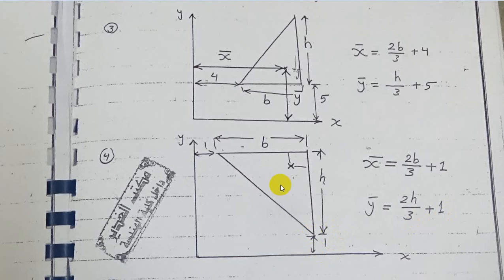This applies in case we have a triangle which is not coincident with the axes of the xy plane. This is the height and this is the base.